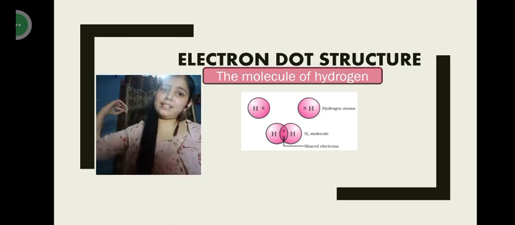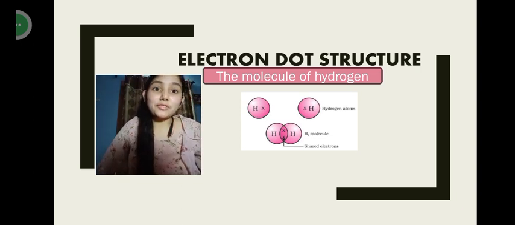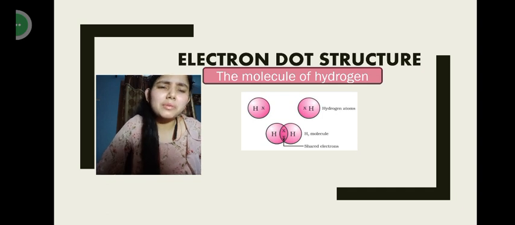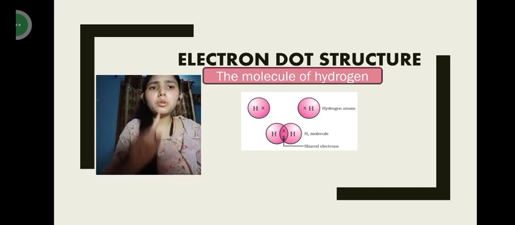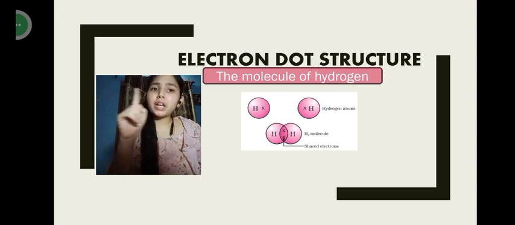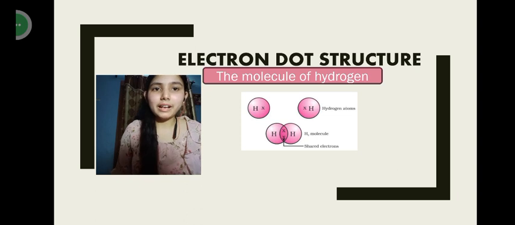Actually, as I said, it is ironic that it is an electron dot structure and we are using a cross. You can use a cross and a dot as well. So it's all up to you. Dot is also correct and cross is also correct, right? But use only one.